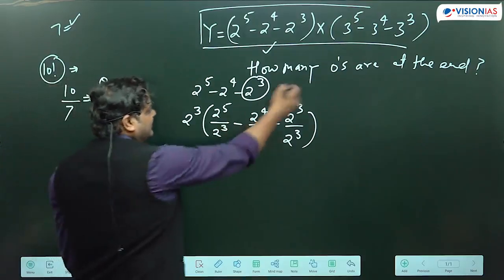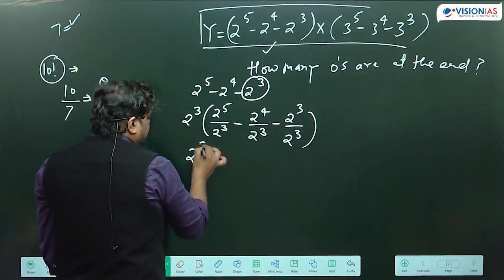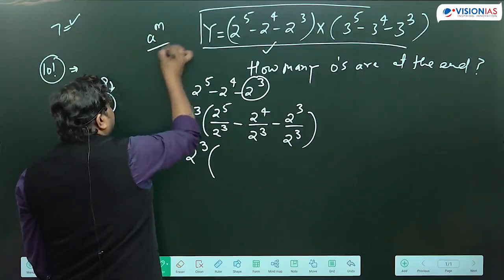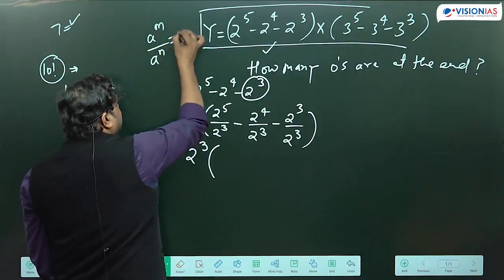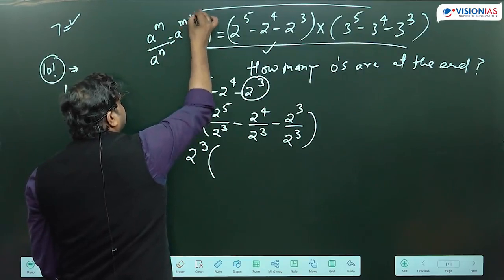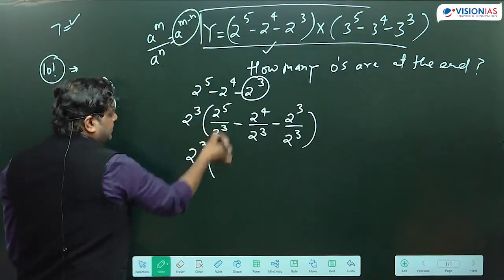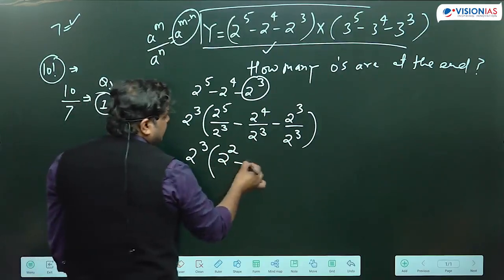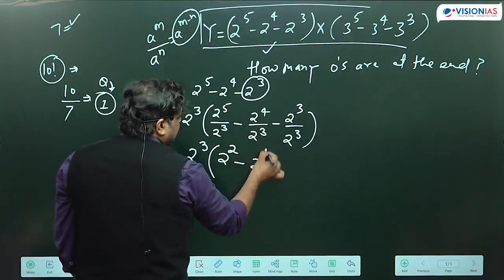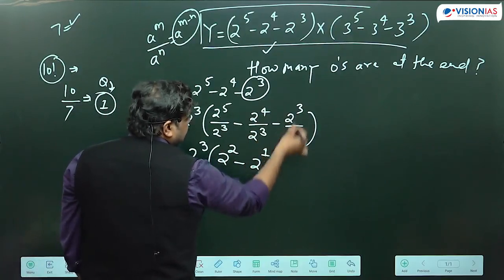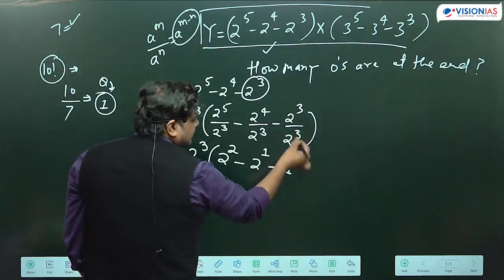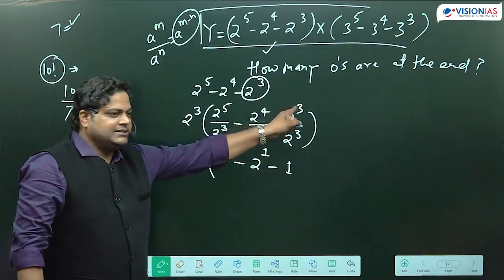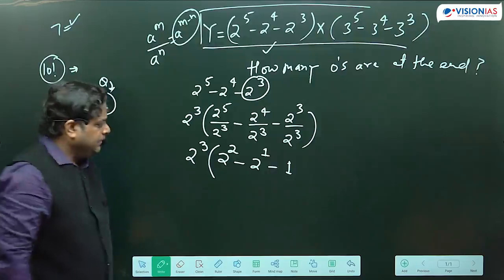ठीक है. So what we can get here, 2 के पावर 3, यहां पे this is a के पावर m, a के पावर n. तो क्या होता है इसकी वैल्यू, a के पावर m माइनस n. तो यहां पे क्या हो जाएगा, 2 के पावर 5 माइनस 3, 2 माइनस 2 के पावर 4 माइनस 3, 1 माइनस, अब same number is getting divided by the same number, और 2 के पावर 3 माइनस 3, 2 के पावर 0, that is also 1.